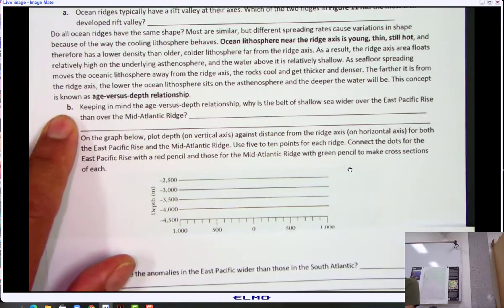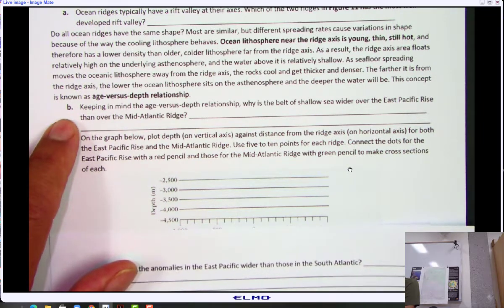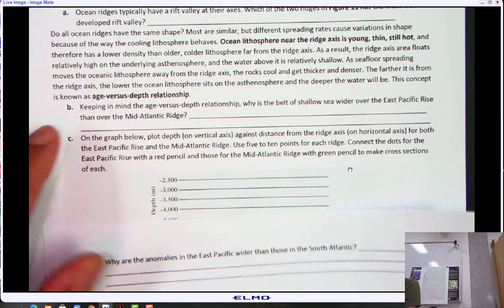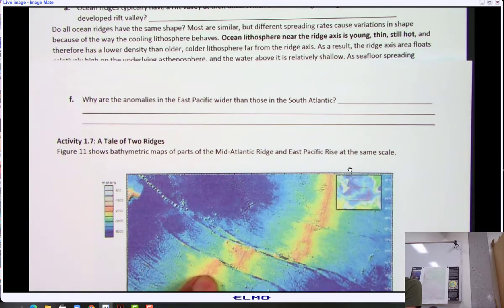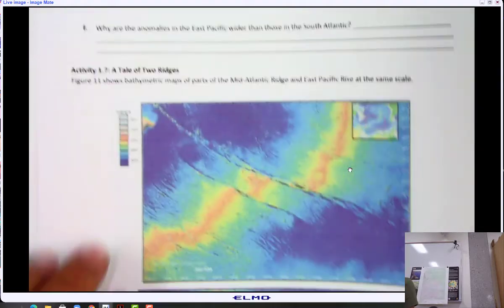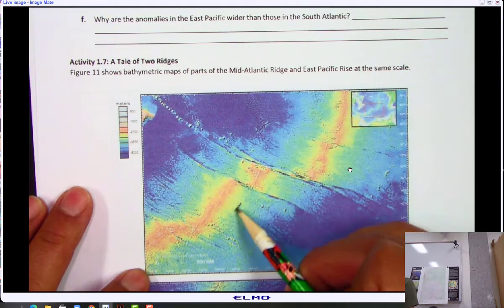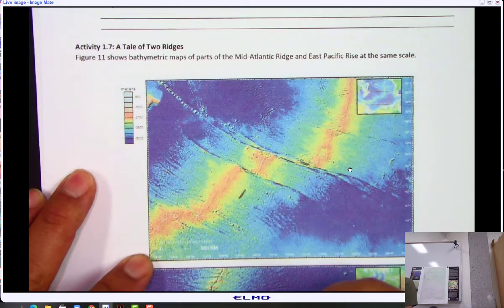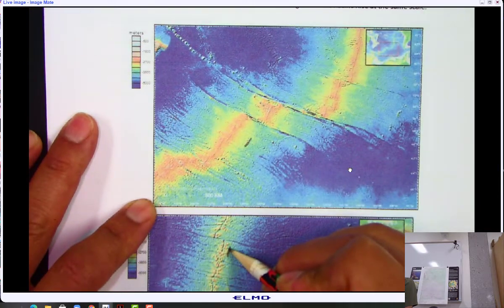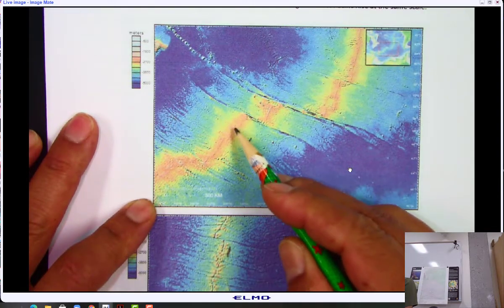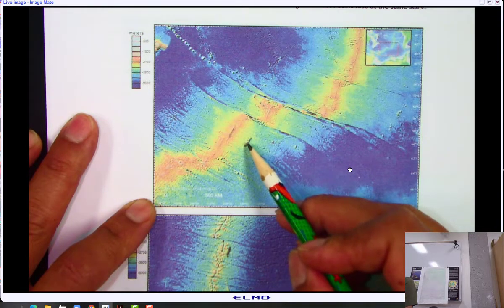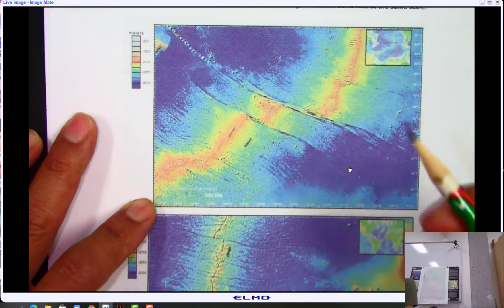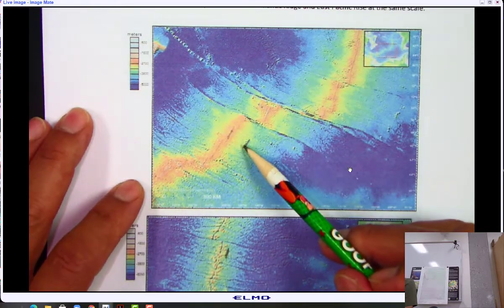For question B, keeping in mind the age versus depth, why is a belt of shallow sea wider? So we just figured that out. It's wider here because it's spreading at a faster rate. So in other words, the ages of the rocks right here are the same age as these rocks over here in the Atlantic Ocean. But look how much farther away they are from the Rift Valley, from the mid-ocean ridge there. So they're still warm, right? It's taking just as long to cool, but they're just moving at a faster rate away from the mid-oceanic ridge.